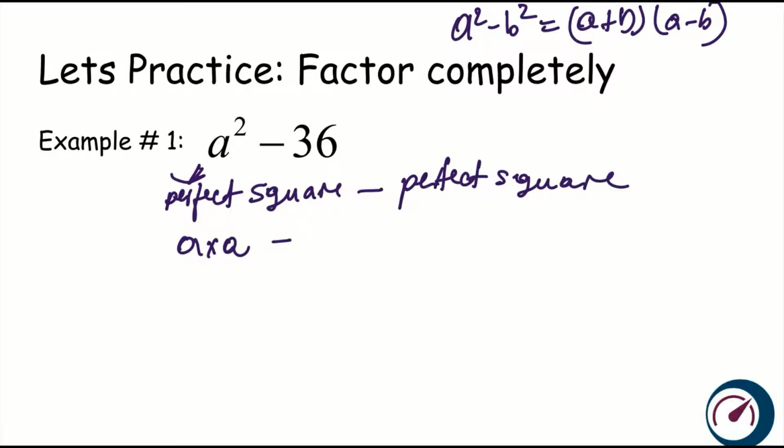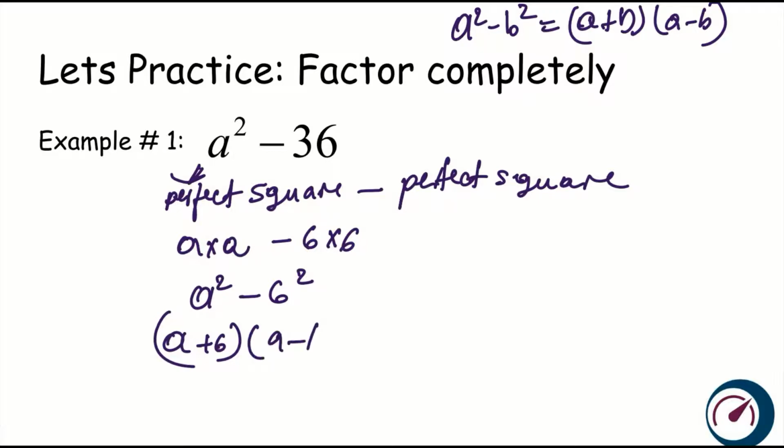Back to our minus sign. Now, what number, when multiplied by itself, gives us 36? That number is going to be 6. So we have 6 times 6 gives us 36. Hence, this can be written as a square minus 6 square. And once we have our result in the form of a square minus b square, our answer is now going to be a plus 6 and a minus 6. That's our answer for example 1.